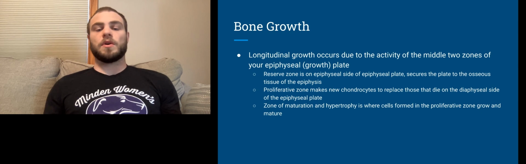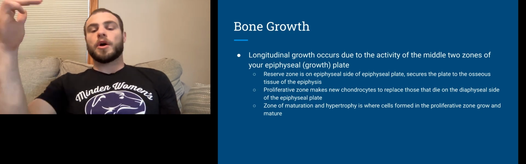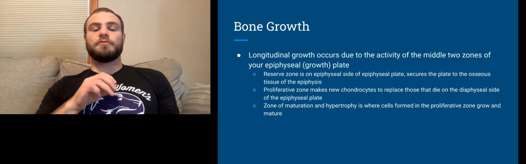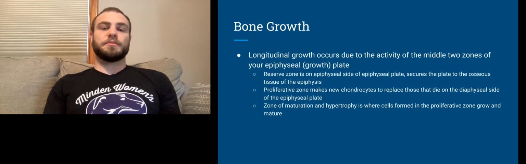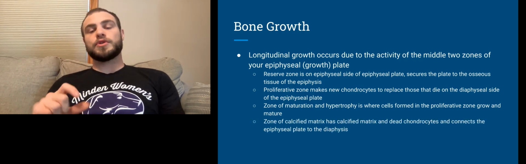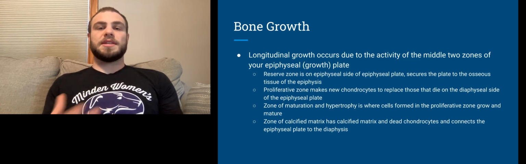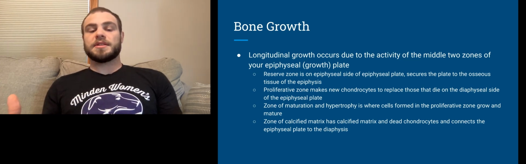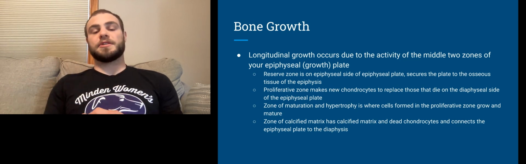The third zone, the other zone that is responsible for bone lengthening, is the zone of maturation and hypertrophy. Very long name. This is where cells that are formed in the proliferative zone are going to get pushed down into the zone of maturation and hypertrophy, and they're going to begin to grow and mature. Eventually, they will get pushed down even further to the zone of calcified matrix. Here, you're going to have this matrix and these dead chondrocytes. They're going to be responsible for connecting your epiphyseal plate to the diaphysis portion.